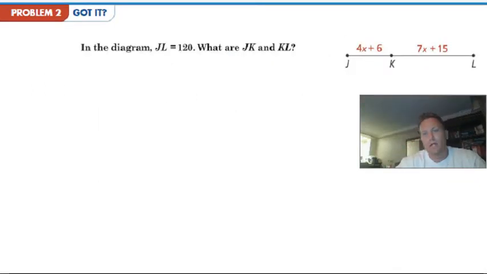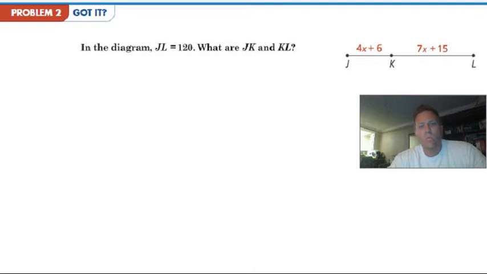All right, our next problem. Problem number 2: write it down, draw the picture. It says, in the diagram, we have the segment JL, and it's 120. What are JK and KL? We have to use our algebra skills and what we've learned so far to solve this problem. What did it give me so far? It gave me that JL was 120. So let's draw that out. From J to L right here, that is going to be 120.